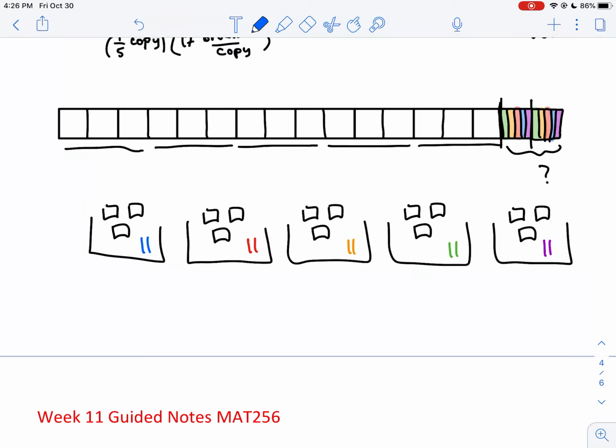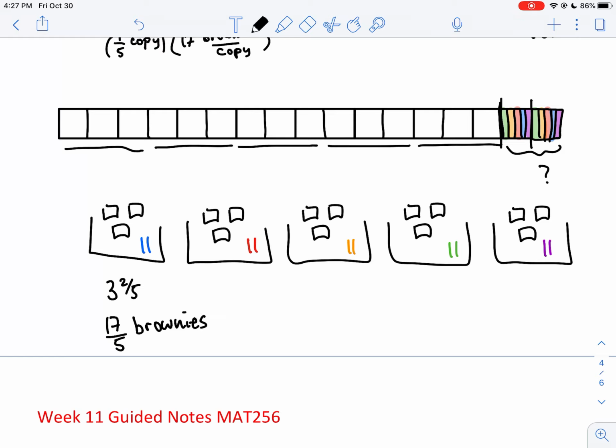So each little strip I've drawn here represents 1/5 of a brownie. And so the answer is each kid gets 3 and 2/5 brownies. But if you put this all in terms of fifths, right, there's 5 fifths, 10 fifths, 15 fifths, 17 fifths brownies is what each person gets. 17 fifths brownies.